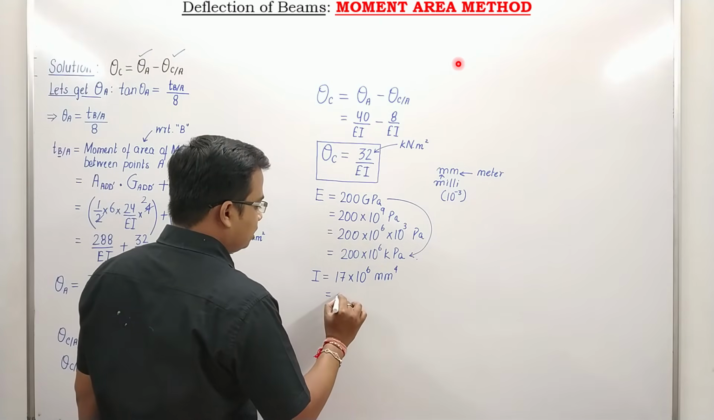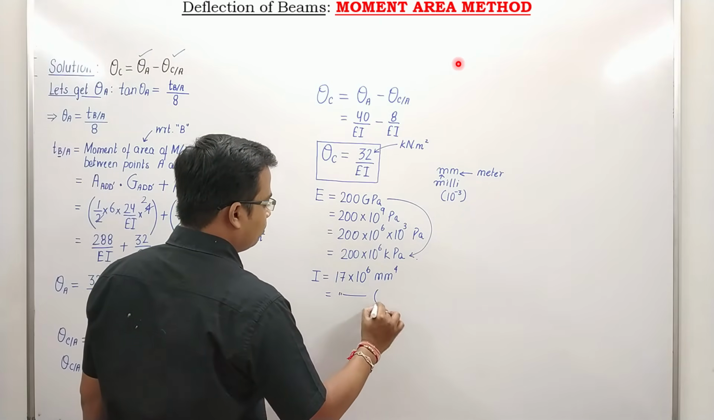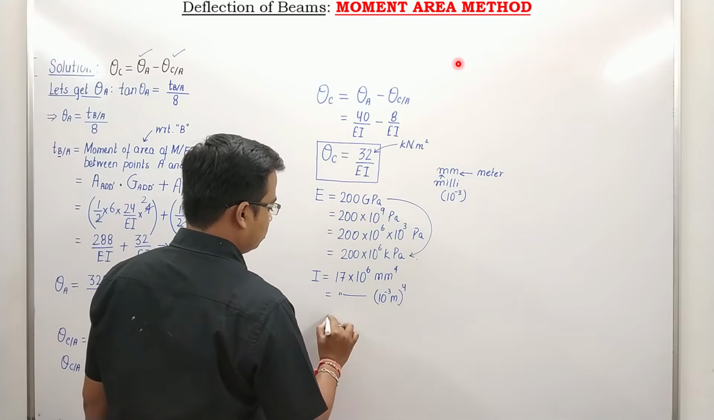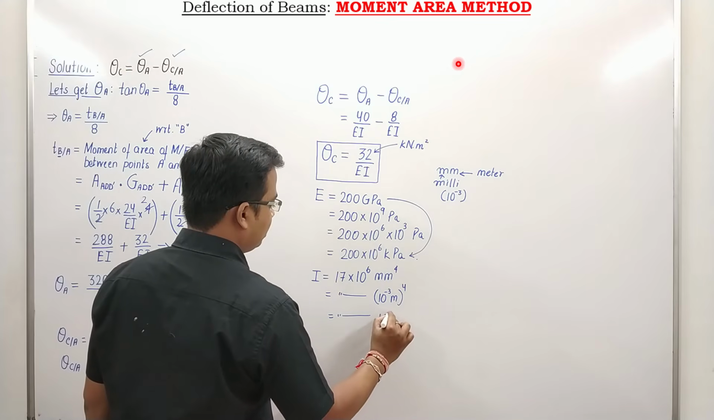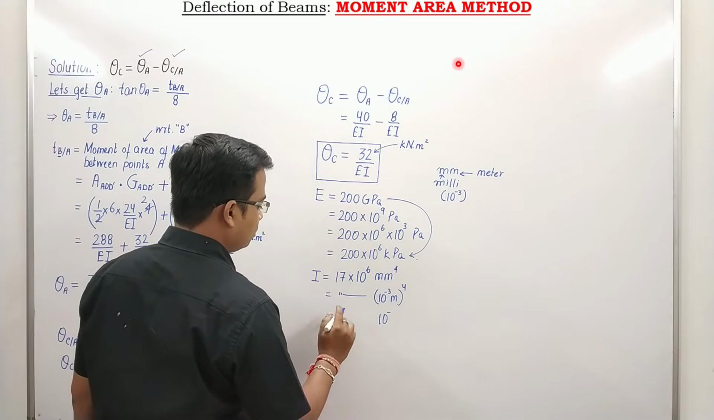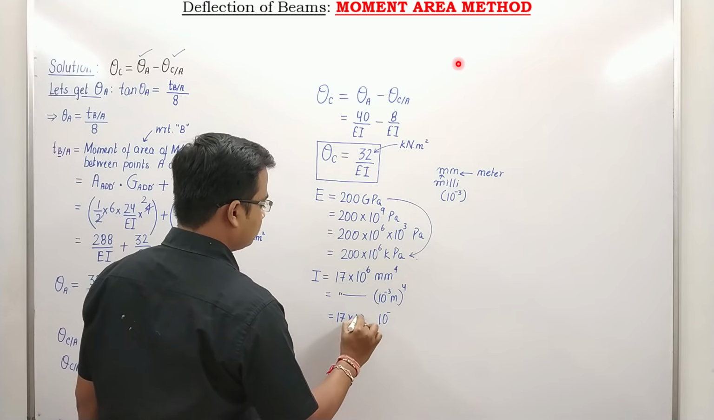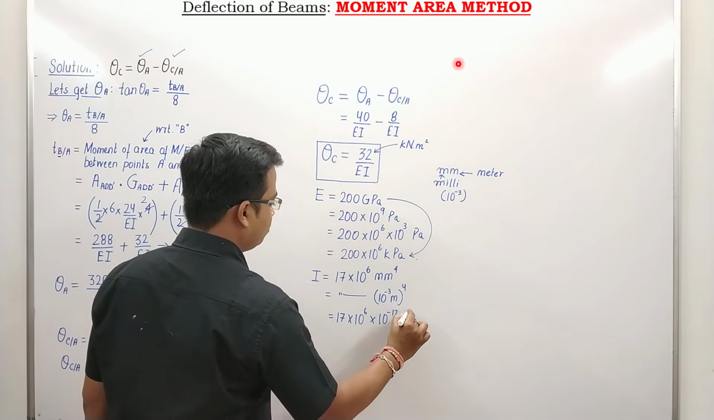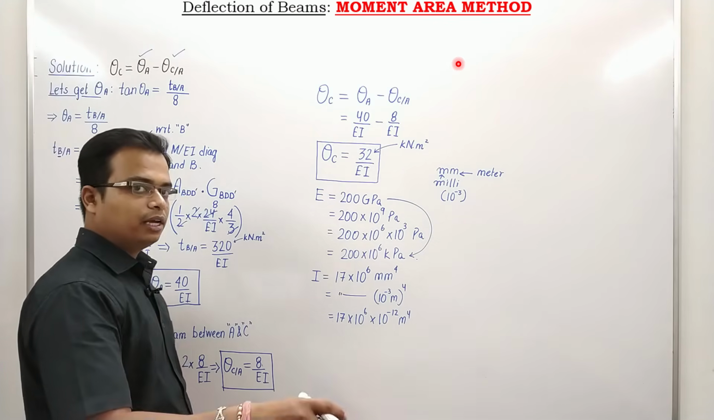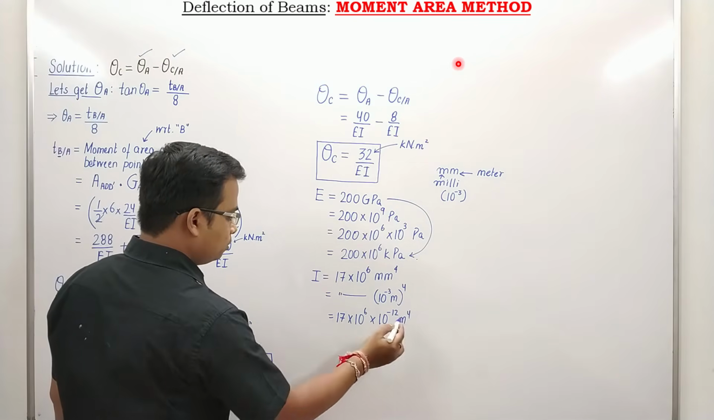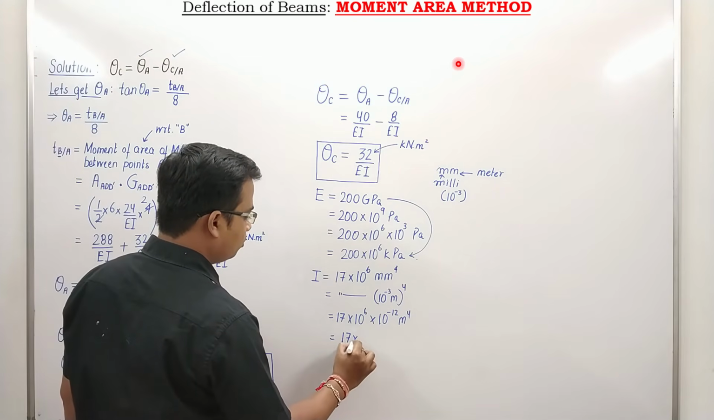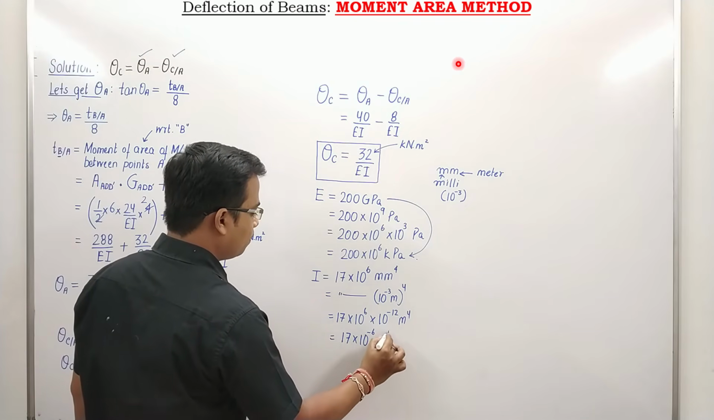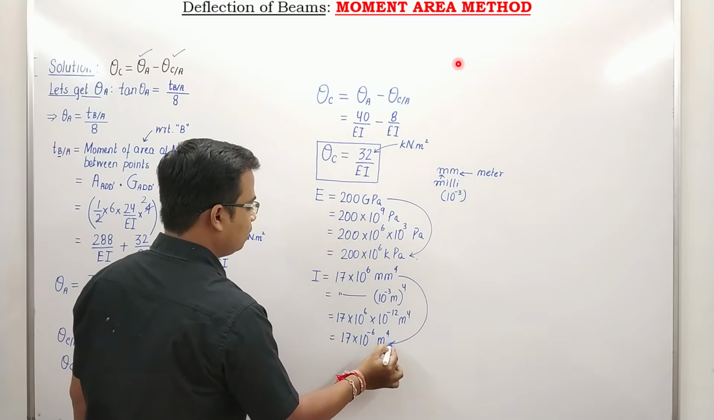So this can be written as 17 into 10 raised to 6, with milli replaced by 10 raised to minus 3, and this is meter power 4. Let me write this: 17 into 10 raised to 6 into 10 raised to minus 3 into 4, which is minus 12, meter power 4. So everything has been converted into kilonewtons and meters. Just do the math, it's fairly simple. 17 into 10 raised to minus 12 plus 6, that is 10 raised to minus 6, meter power 4. So we have this value converted.